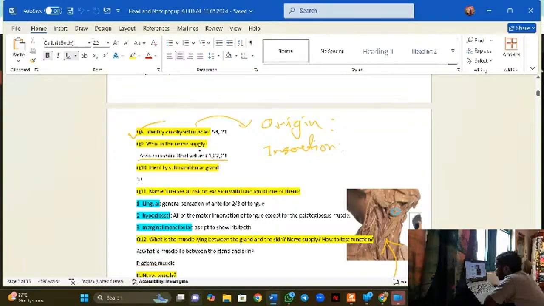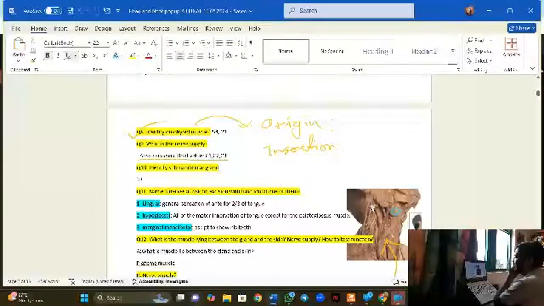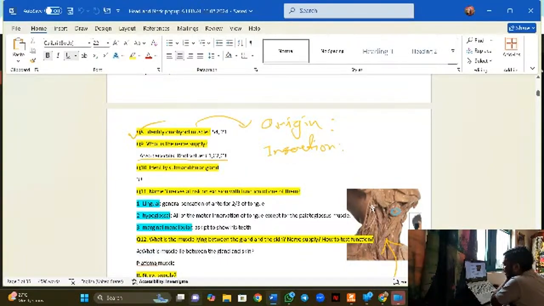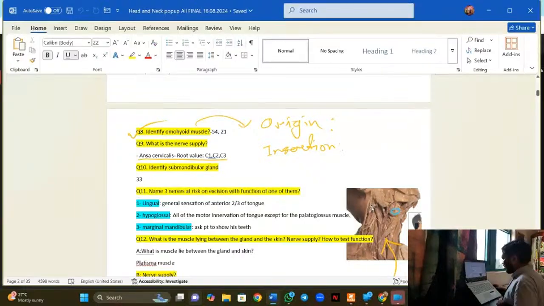Identify omohyoid muscle. Omohyoid muscle superior belly is 54, inferior belly 21. What is the nerve supply of omohyoid? Answer: root value cervical 1, 2, 3.